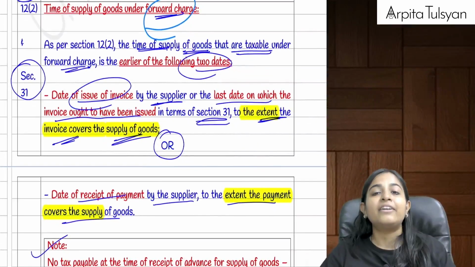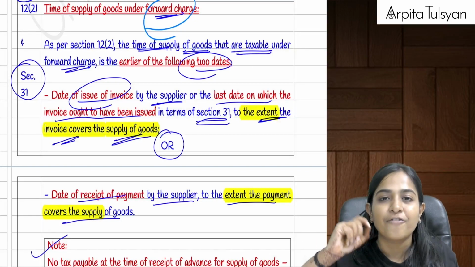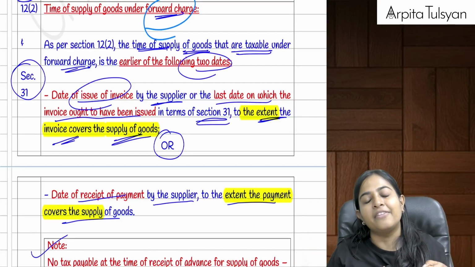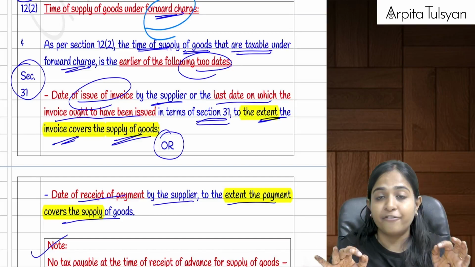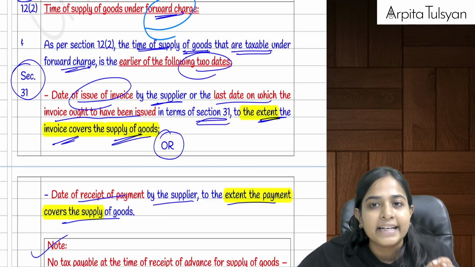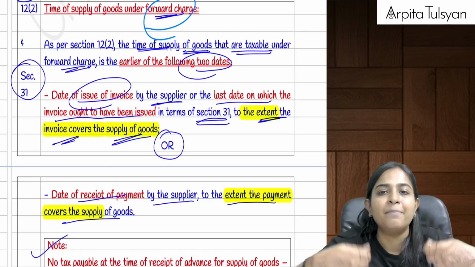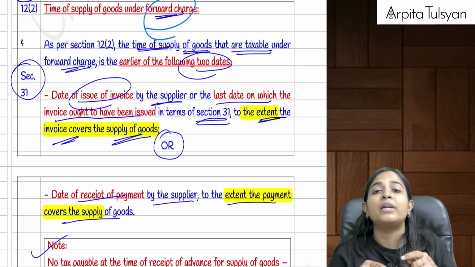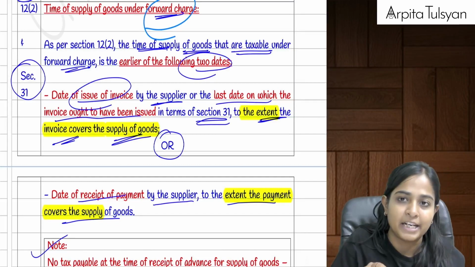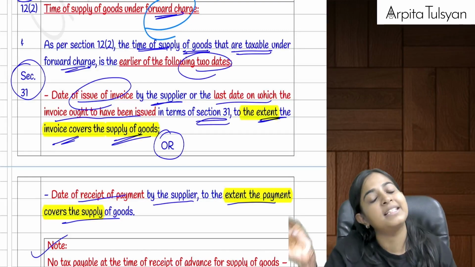So they are telling that the time of supply will be the earlier of 2 dates. One is the date of invoice given by the supplier, or if the invoice was issued late, then the last date when the invoice should have been issued. If the invoice was issued on time, then the date of invoice. Ma'am, what is the last date when the invoice should have been issued? We'll do that in section number 31.